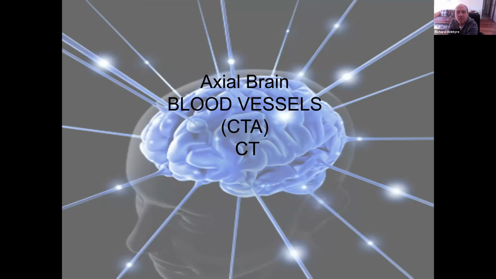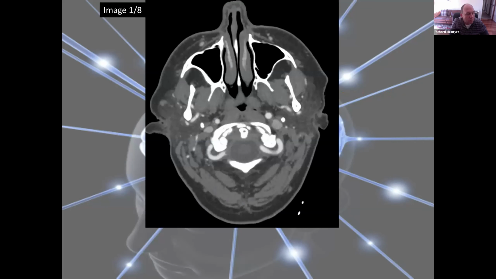So now, in CT, we need contrast to opacify these blood vessels. Otherwise, they don't attenuate radiation. You won't see them very well. However, when you inject contrast, that attenuates the radiation, and of course, you see them very well on CT. So there's our structures there. It's just the structures that we've just covered.